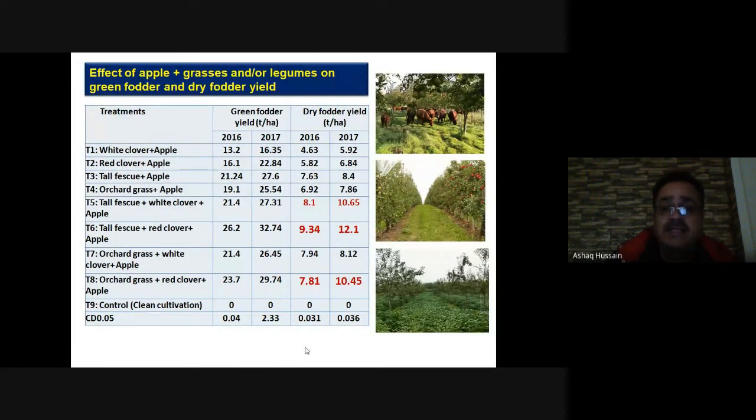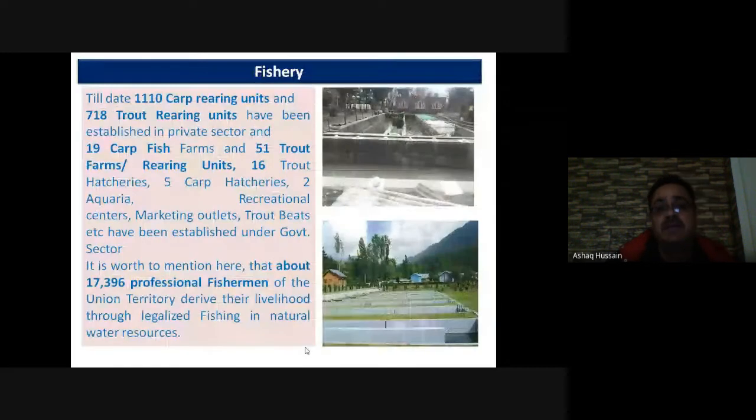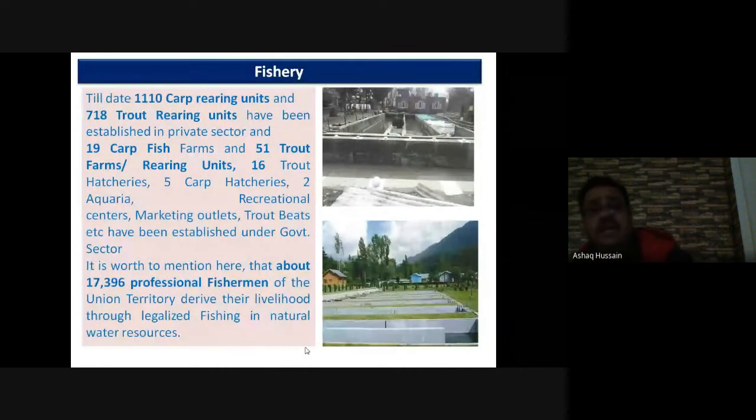Even in high density orchards, it has a higher scope because the distance between the two rows of apple is more in the high density apple plantations that are becoming very popular in Kashmir Valley. So the other important industry is fisheries.